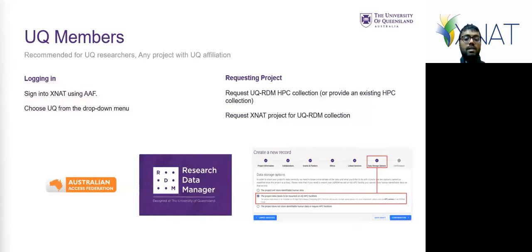The UQ members log in using AAF, but their project request process is a bit different from the others because they need to request a UQ RDM collection, which is a service provided by UQ. Then they have their XNAT project connected to that RDM collection. This is all done via support tickets to RCC. The process for this is fully documented on the docs page, so that's the best place to find this information.